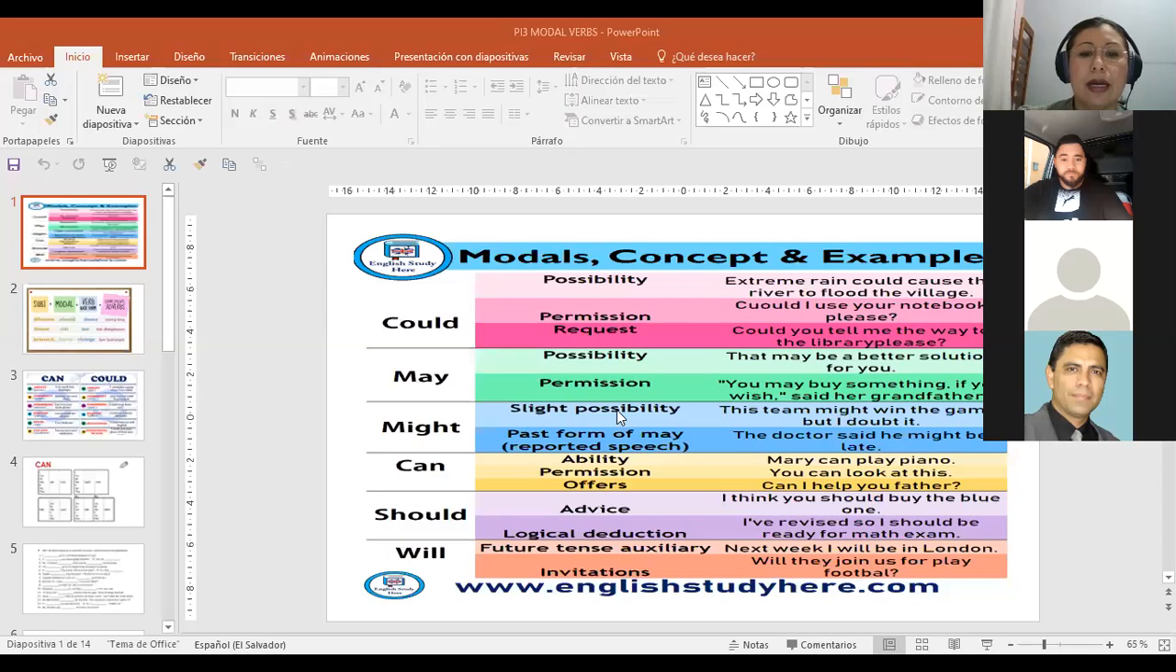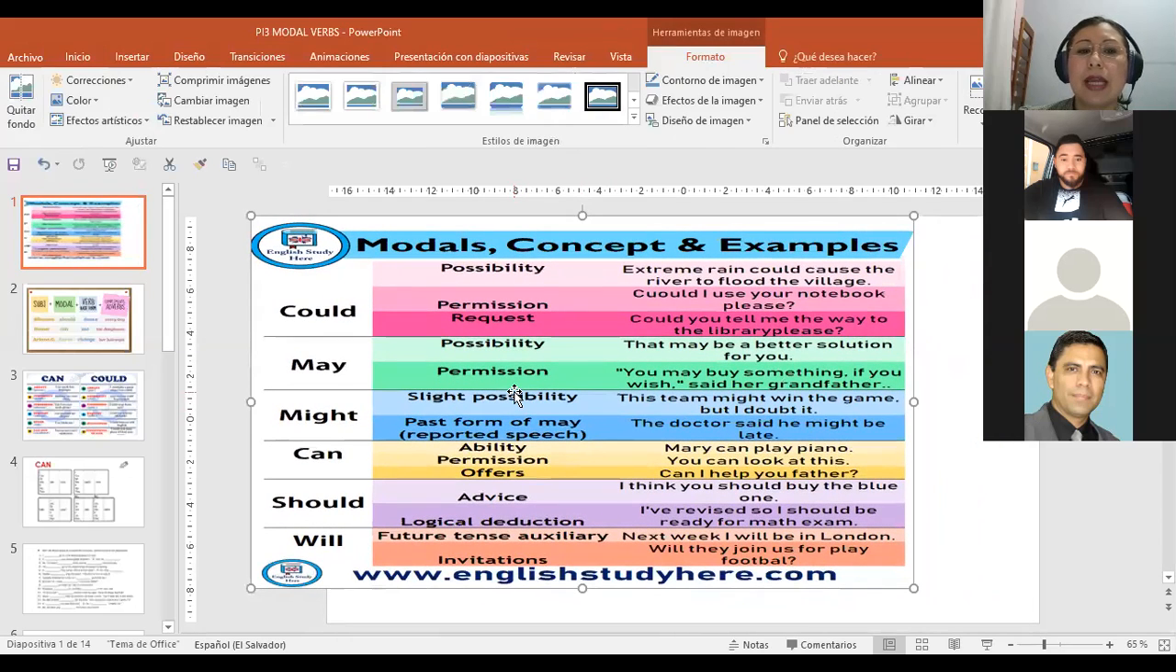Okay, yesterday we started to talk about modals, the concept and the examples, and we learned that we can use could for possibility, permission or request, and that we can use may to express possibility and to ask for permission, and also we use might to talk about slight possibility. We said that the past form of may is also might, okay? And can, we can use for ability, for permission in an informal way, and also for offers in an informal way. We use should to give advice and to make logical deductions, and we use will, which is a future tense auxiliary or helping verb, but also to propose invitations.